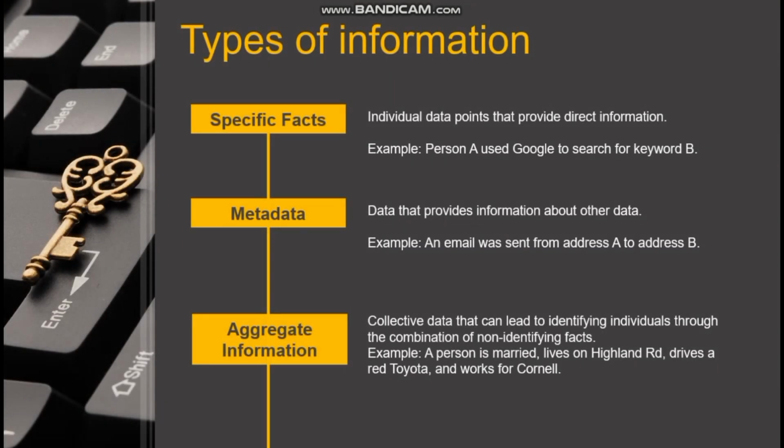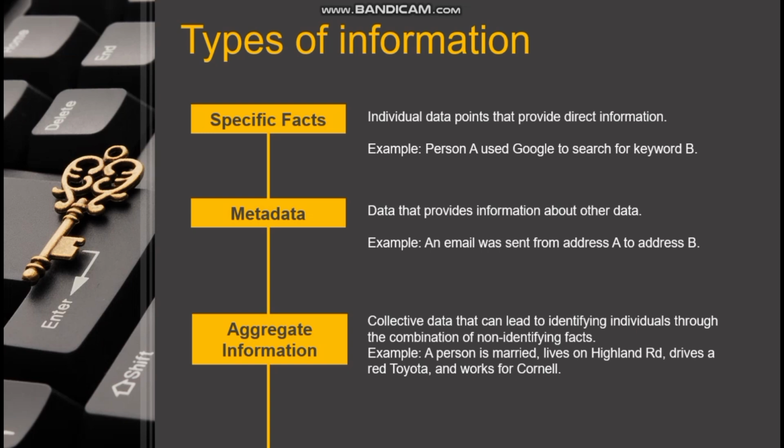Types of information. There are different types of information that we can categorize. Specific facts are straightforward data points, like when person A used Google to search for keyword B. Then we have metadata, which in simple terms we say is data about data, such as when an email is sent from address A to address B.